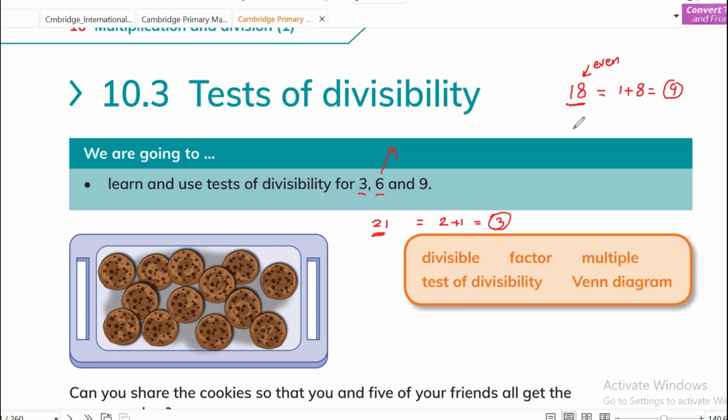So any number which is divisible by 3 and 2 both is divisible by 6 also. I hope it is clear.